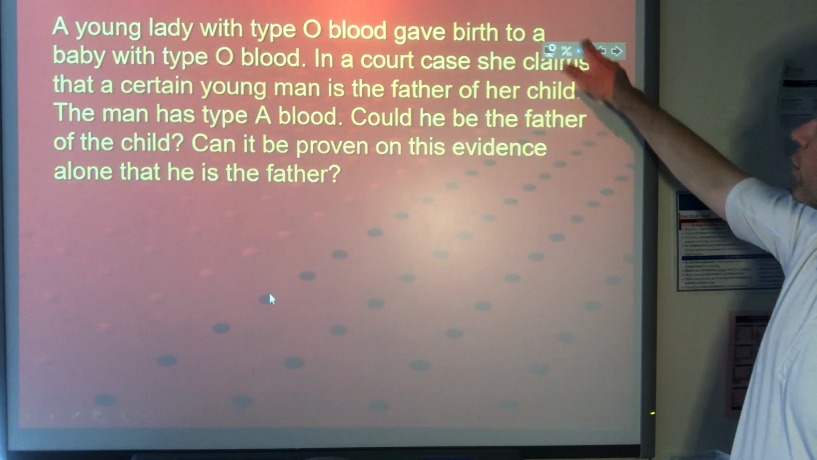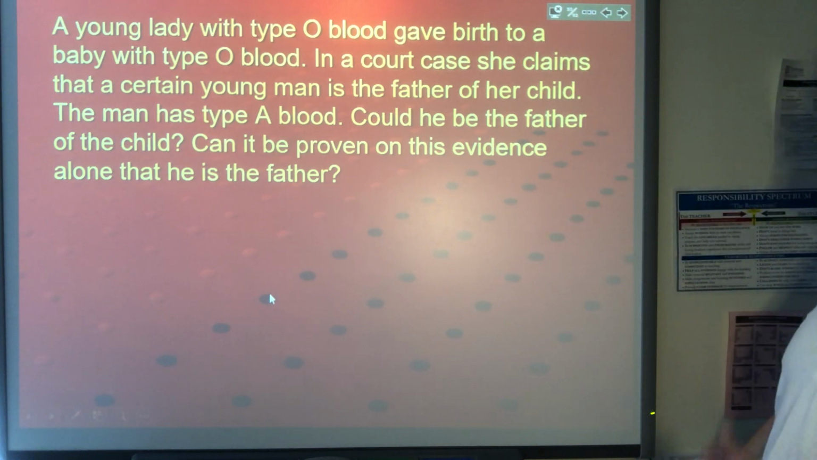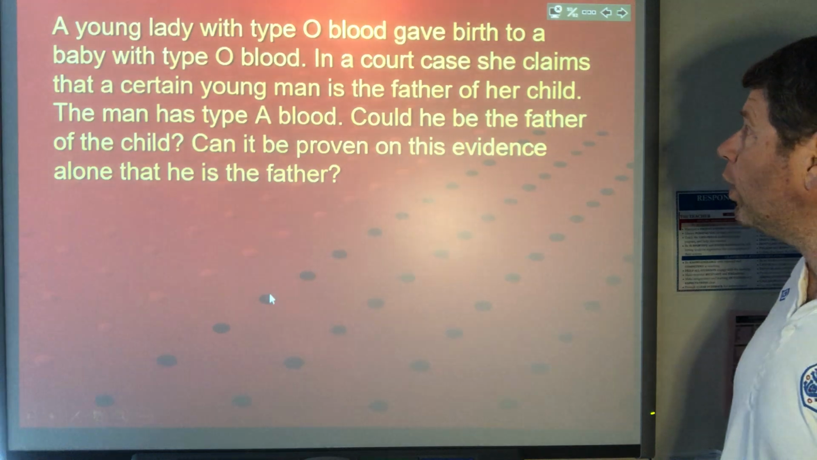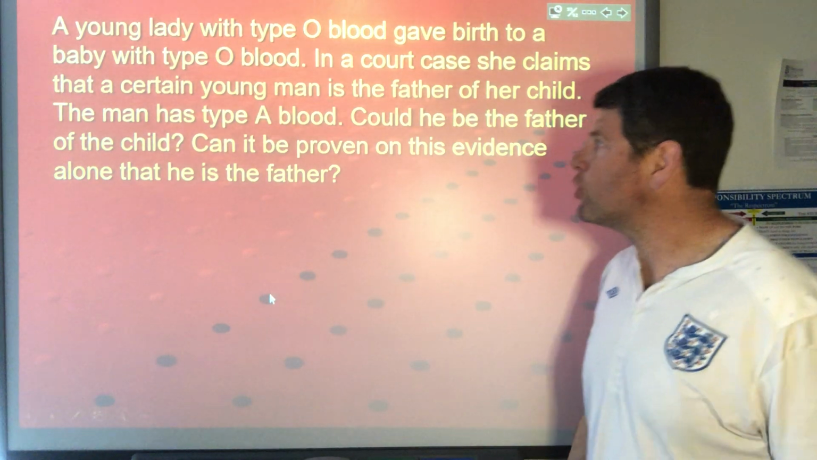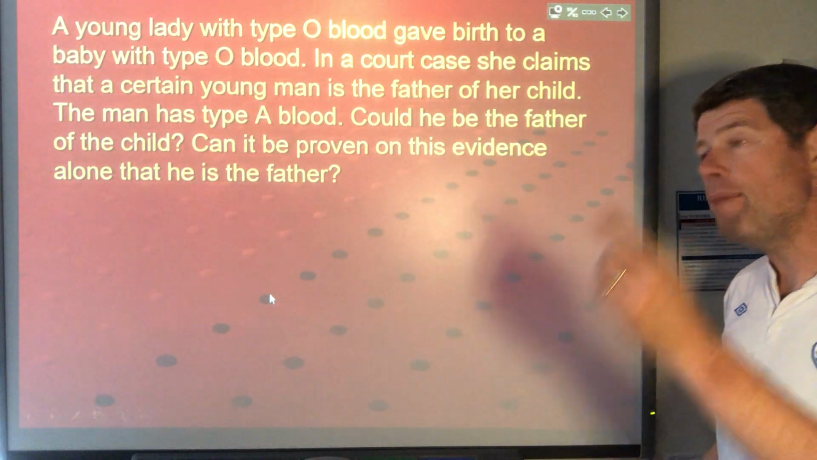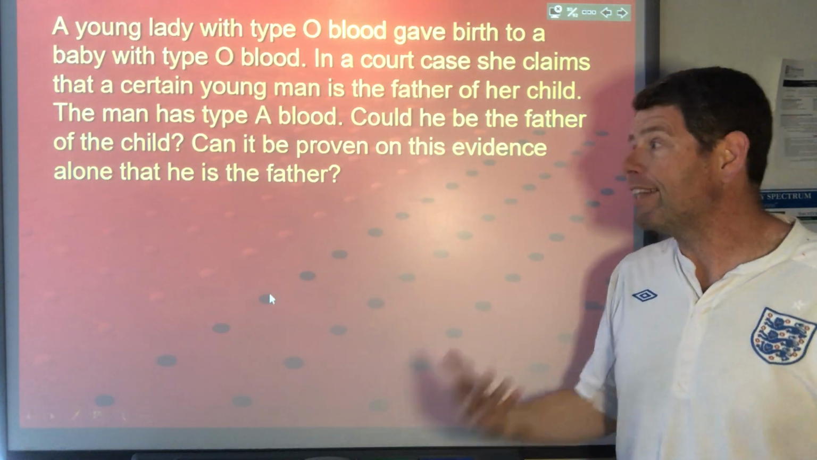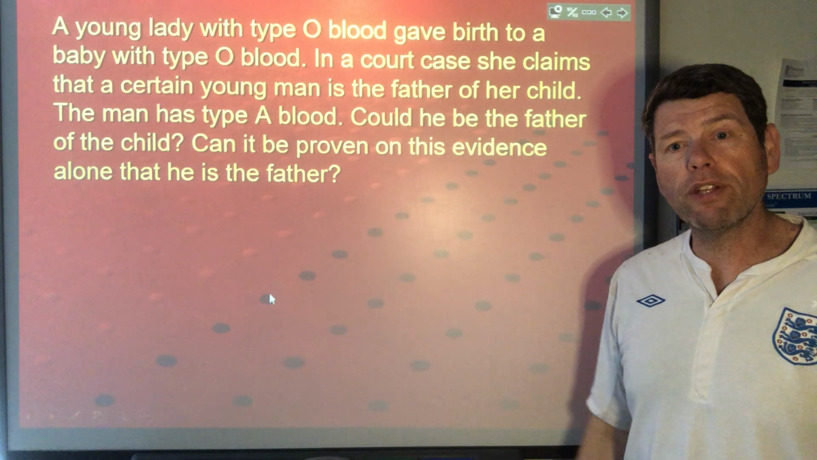So let's say this question simply says, if we had a young lady with blood type O and she gives birth to a baby who is also type O, in a court case she claims that a certain young man is the father, and that man has type A blood. Could he be the father of the child? And can it be proven that he alone is the father?